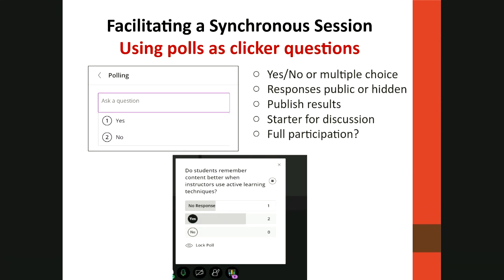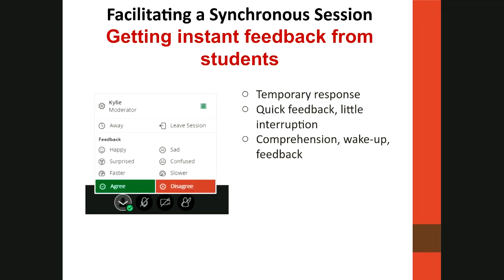I want to talk a little bit more about some of the polls and the things that they afford. We talked already about polls as clicker questions, and you can get yes, no, or multiple choice. They're great starters for discussion, and a great way to encourage full participation. If you want instant feedback from students, sometimes those emoticons can be really useful. It kind of wakes them up, but chat window feedback is also something that students respond to fairly quickly.